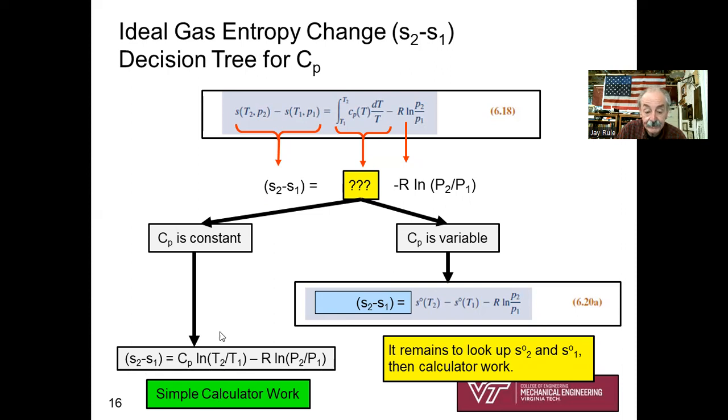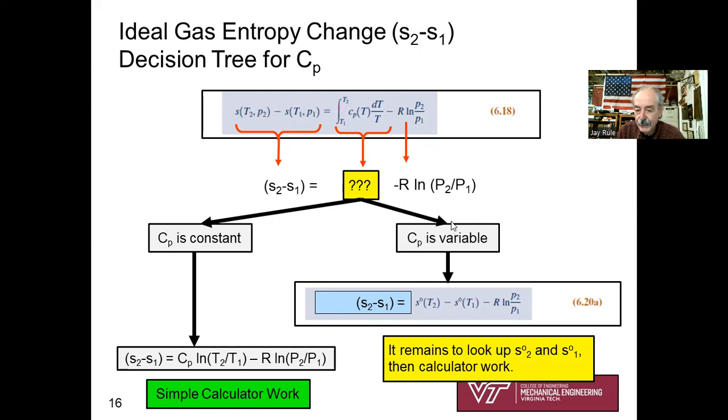So I've got my final result for Cp constant, ideal gas. S2 minus S1 is this expression that you can fish out from your book. But do you see that you can derive it? It's not just a formula. S2 minus S1 is Cp natural log T2 over T1 minus R natural log P2 over P1. Easy, simple calculator work.